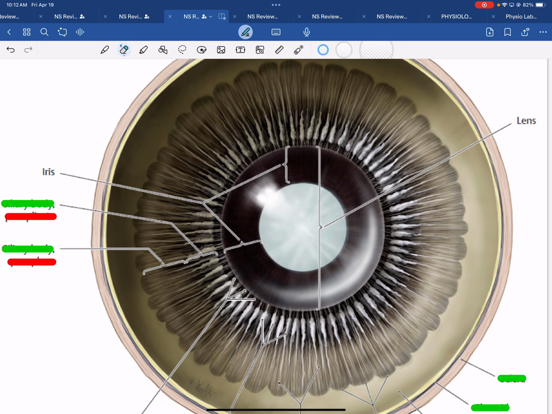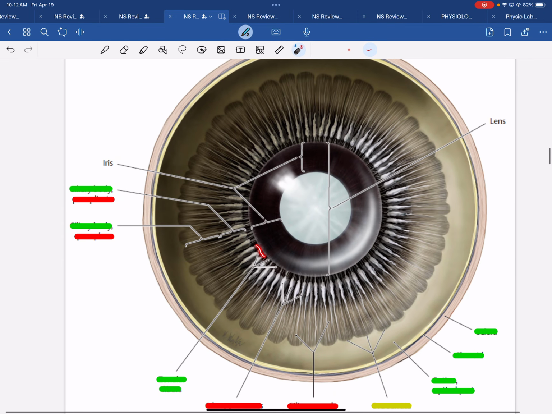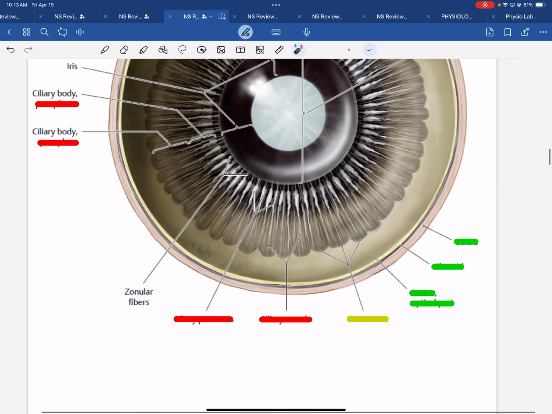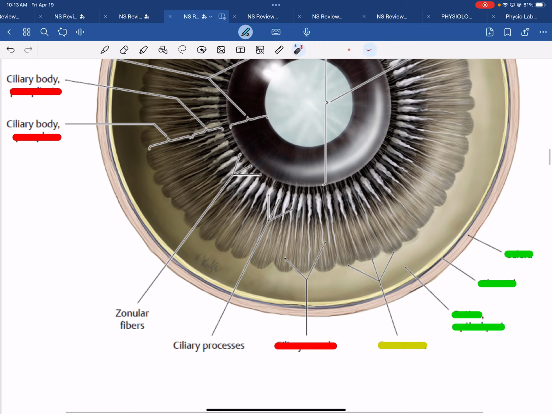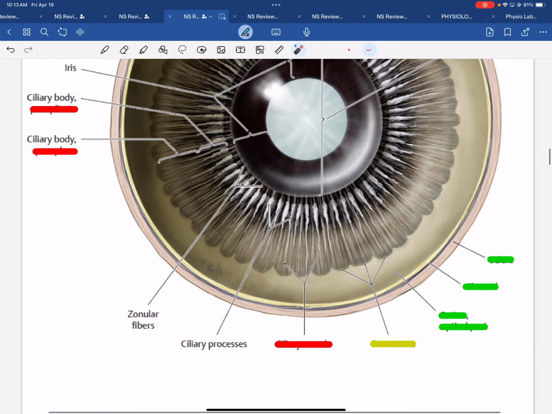So here's the iris. What are these things? These are the suspensory ligaments. Good. And what is all of this? Good, the ciliary body. Nice. Yeah, in lecture, I think you talk about the ciliary processes, these white things. Hit or miss, okay. These are the ones that produce the aqueous humor.